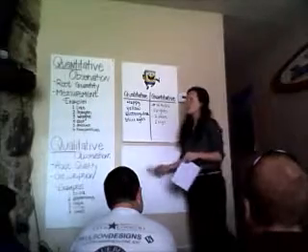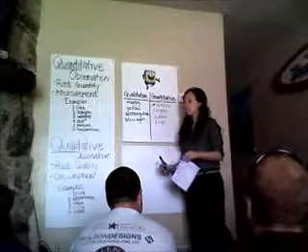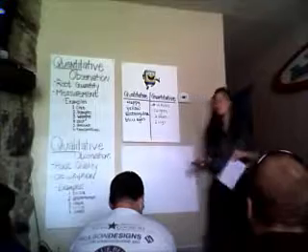And so a quantitative observation is going to be a quantity, something that you can measure. A qualitative observation is going to be a quality and a description.